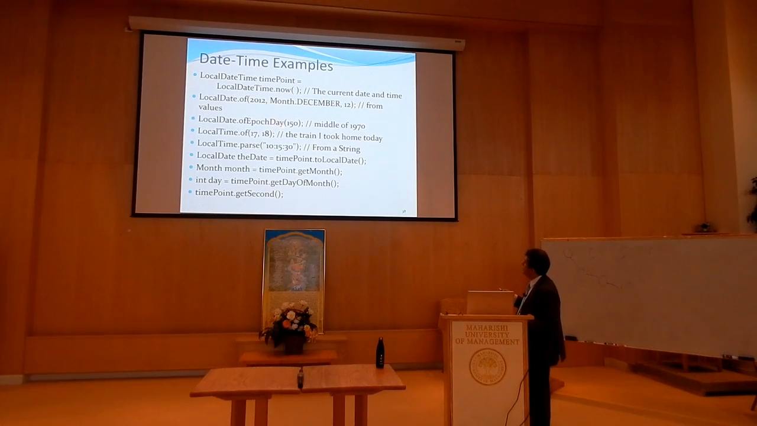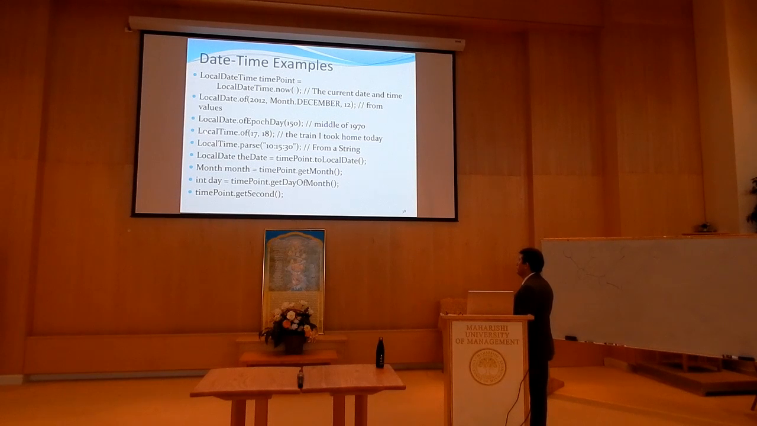This is getting a date representing 150 days after epoch. And remember, epoch is midnight of January 1st, 1970. That's just a reference in time. You could go forward or backward. If you want to go before, so go to 1969, you say minus 150 or minus 300, minus 400. You can do that too.